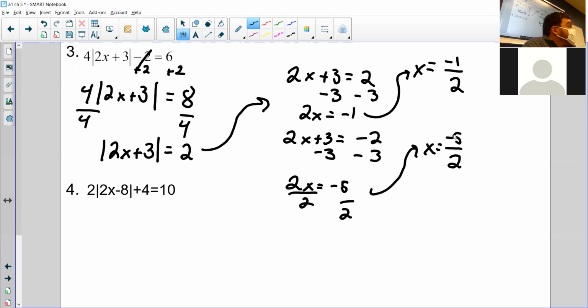Either way, everyone, I just did number 3 for you. Please do number 4 for yourselves, okay? So everyone try that out. When I divide by 2 on both sides, I can't reduce anymore, so it's just negative 1 over 2. Okay, so do number 4, guys. Everyone, please do number 4.